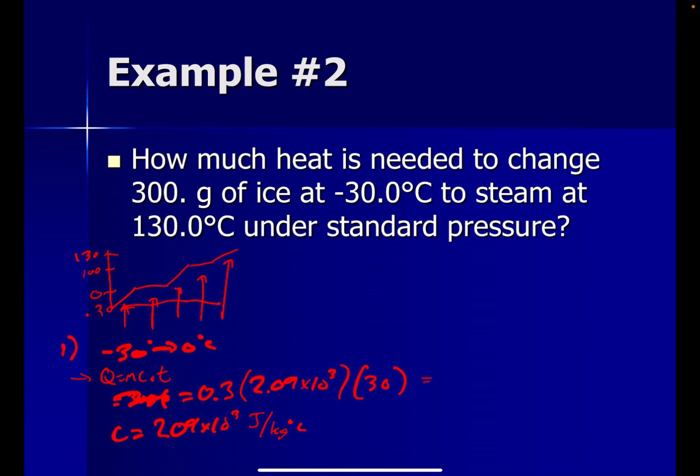0.3 times 2.09 times 1,000 times 30. I got an answer of Q equal to 18,810 joules. And that's the heat it takes for us to get to 0 degrees Celsius. So part 1 is done. I'm going to write that on a sheet of paper separately so that we can do the next part.